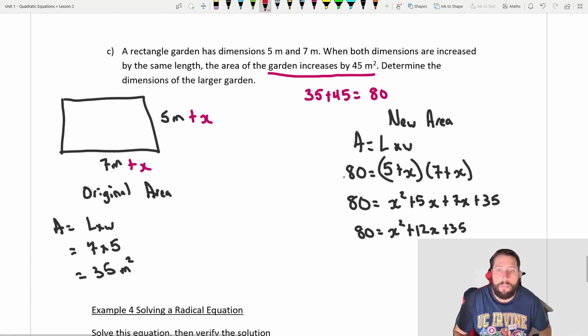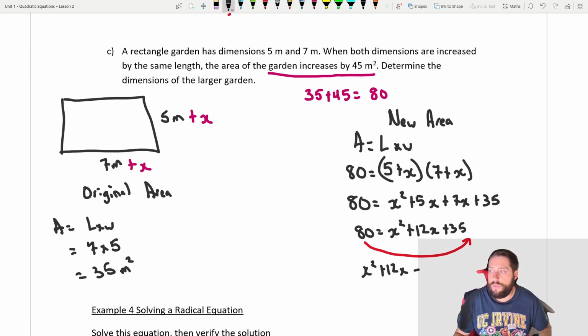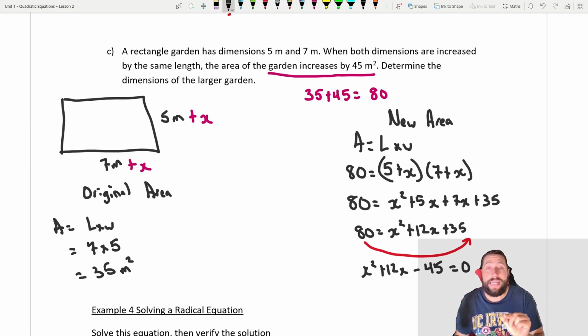And what we're going to do now is move this 80 over. Okay, so that's going to be x squared plus 12x minus, right? So it's going to be minus 45. And that is now equal to 0. So now what we need to do is factor and solve. So what adds to give you 12, but multiplies to give you negative 45. That's going to be 15 and negative 3.